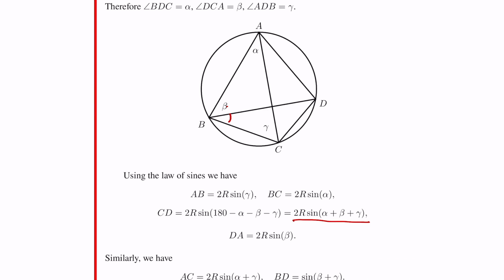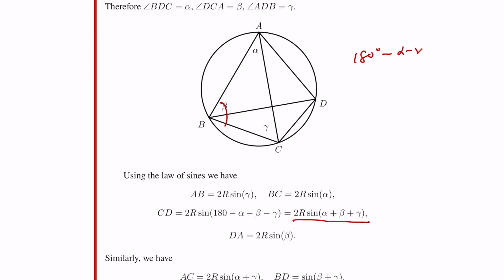Well, we can use the law of sines again. So AC is equal to 2R times sine. This is AC. And so it's equal to that. And that angle is 180 degrees minus alpha minus gamma. But in terms of sine, they are the same. So 2R sine of alpha plus gamma. And the BD would be beta plus gamma.